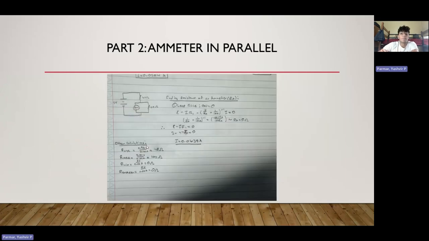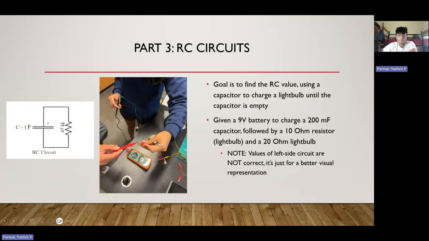Now part 2 is the ammeter in parallel to a resistor. In this case, we once again found the resistance of the ammeter to be 0, like we said in the assumptions. And due to that, we found the current to be 0.0638 amps. And through other calculations, we found the actual resistance of the resistors and the resistance of the wire and ammeter, which are both 0.